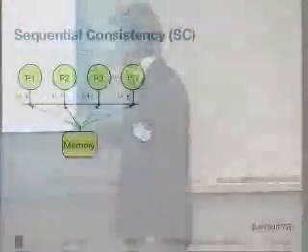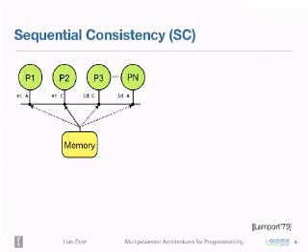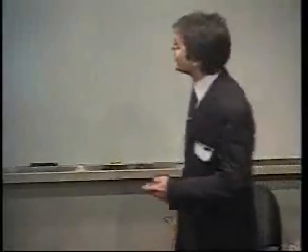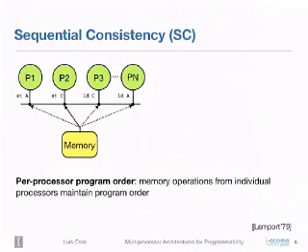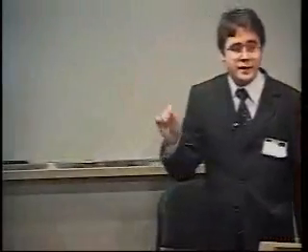So having this model in mind, let's look at how Lamport defined sequential consistency, actually a couple of years after I was born. And Lamport is here at Microsoft now, it's a very prominent guy. So the first aspect as defined by Lamport is per processor program order. It defines that memory operations from an individual processor maintain program order.